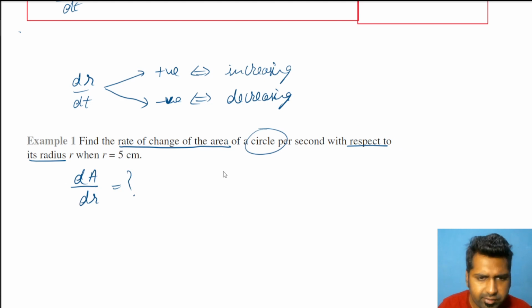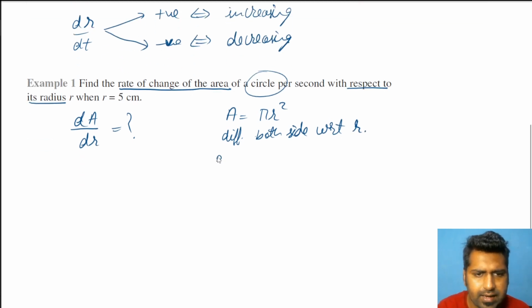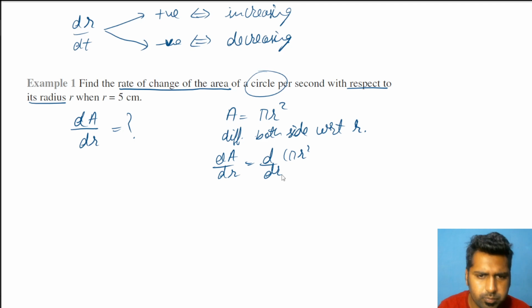So we'll write the basic formula. What is the formula of area of a circle? Pi r square. Now you differentiate both sides with respect to r. So dA by dr will be d by dr of pi r square. Because we are differentiating r square with respect to r, it's easy. So dA by dr will be 2 pi r.